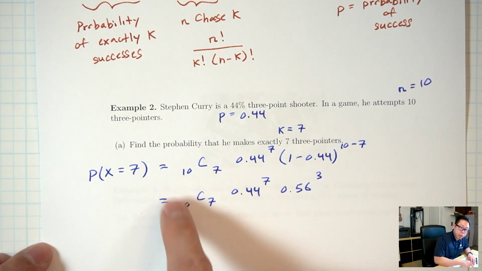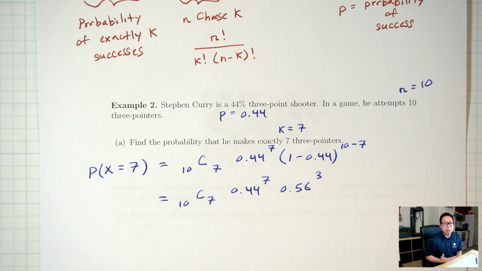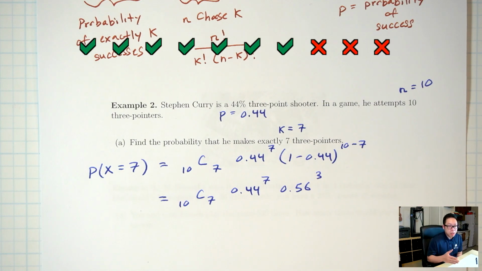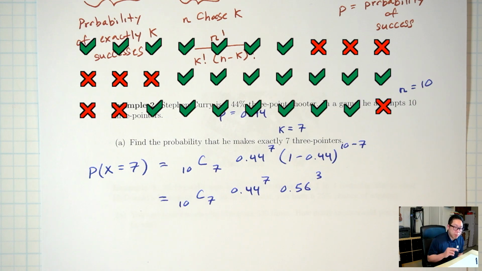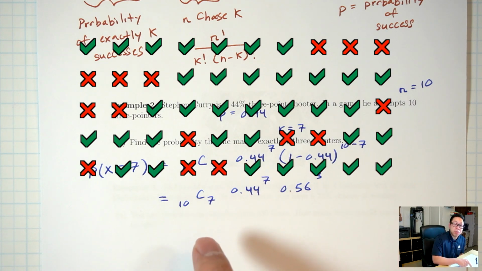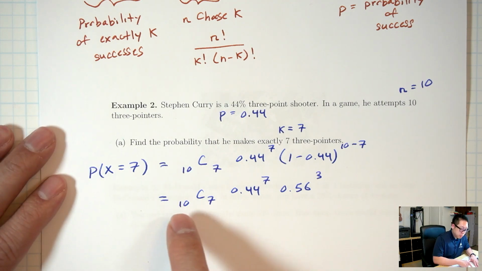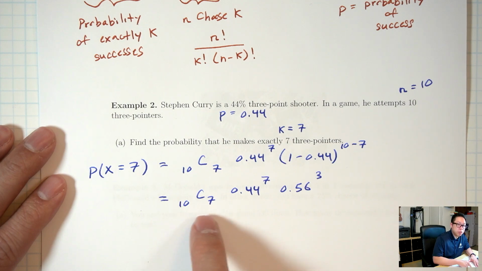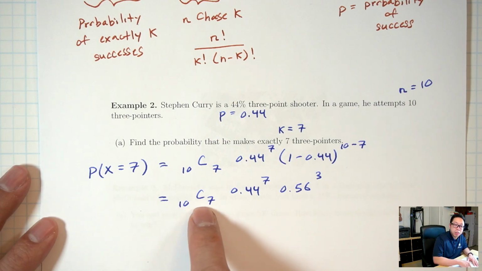Now, what about this part? What about the 10 choose 7? So making 7 out of 10, there's many different ways that he can do that, right? He can make the first 7, miss the last 3. He can miss the first 3, make the last 7. He can miss the first 2, make the next 7, and then miss the last 1. So there's many different ways that he can make 7 out of those 10. In other words, there's many different places out of those 10 that he can make it. What this is calculating is 10 choose 7: how many different ways can you choose those 7 places that he makes it? Okay, so let's go ahead and calculate 10 choose 7.